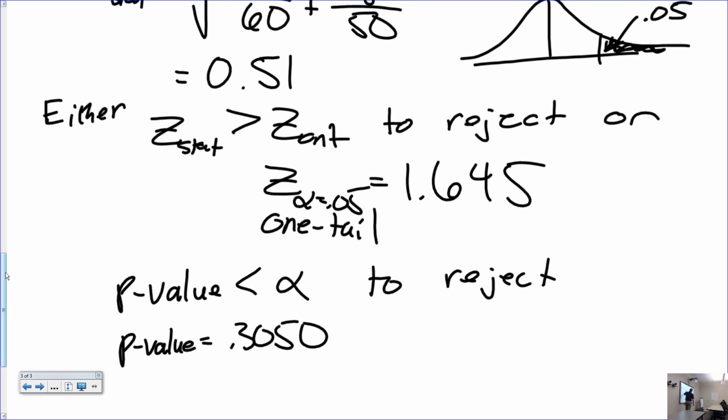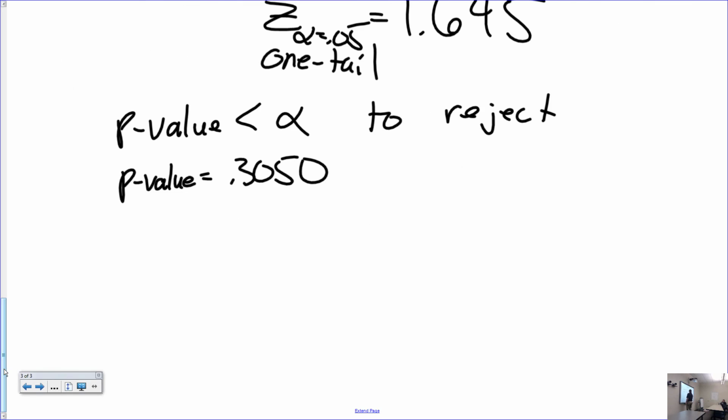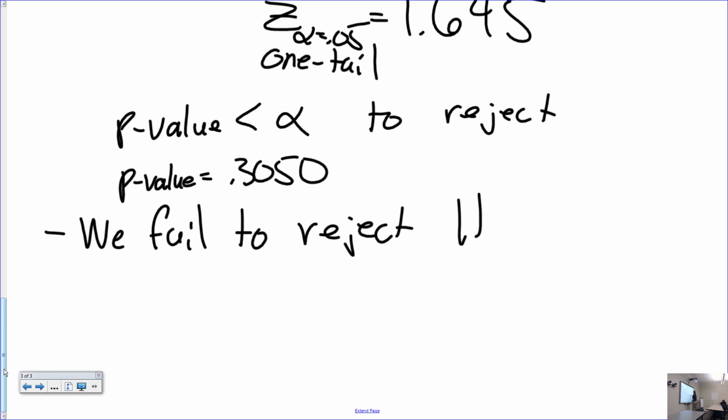So our z statistic is 0.51, greater than 1.645? Obviously not. And is 0.3050 less than 0.05? Obviously not. So therefore, we fail to reject the null hypothesis. And sorry, ladies. According to my data, you can't say that you get better math grades than the men, at least according to this study that I did.